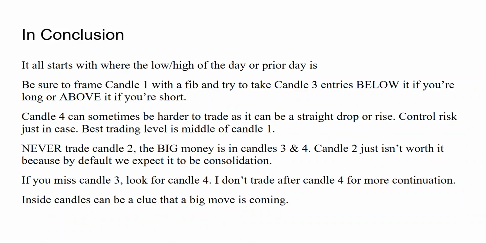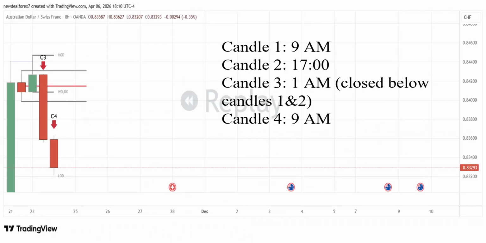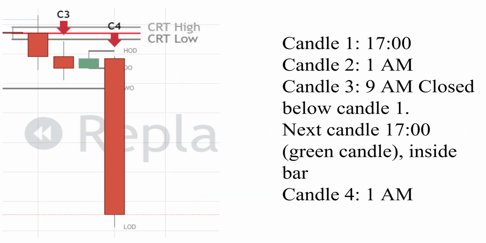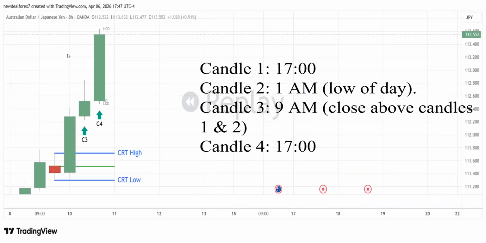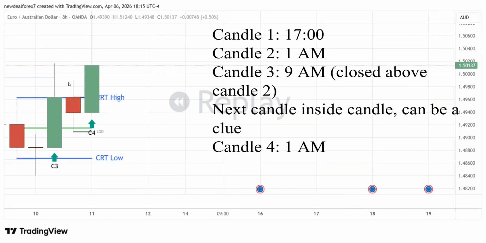And remember as well, those inside candles can be a clue that a big move is coming, like this one right here, this green candle, straight consolidated. It didn't hit the high or low of candle 3, or this one right here. This is an inside day. So if it's an inside bar for candle 3, it doesn't do much. Look for another possible continuation and also monitor 50% of candle 1. That's your golden zone right there.